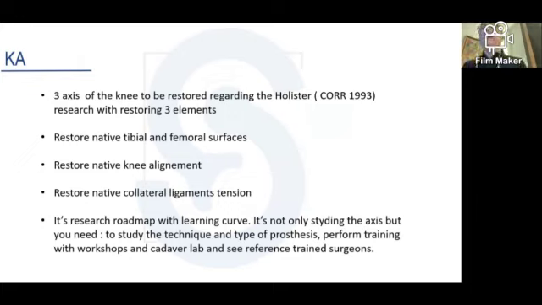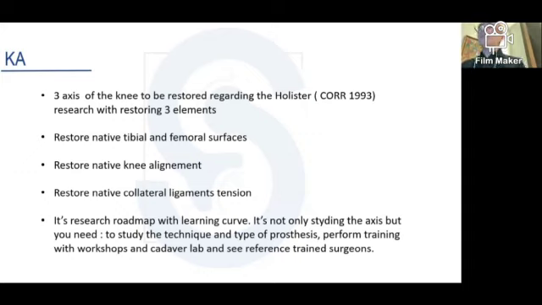Changed why? In alignment we have 3 axes of the knee to be restored, according to Hollister and colleagues, in a study published in Clinical Orthopaedics in 1993, which is among the most important papers to read about this subject. It has 3 elements: to restore the native tibial and femoral surfaces and thickness, to restore the native alignment, and to restore the native collateral ligament tension. And finally, doing a total knee arthroplasty is a research roadmap with a learning curve.